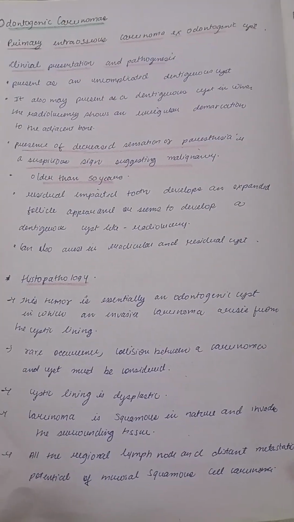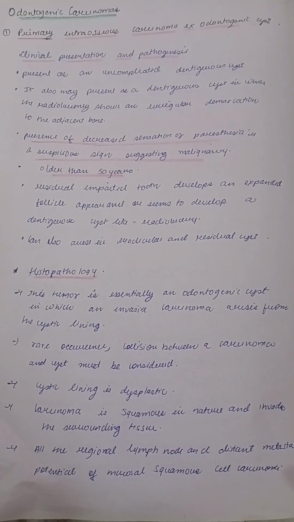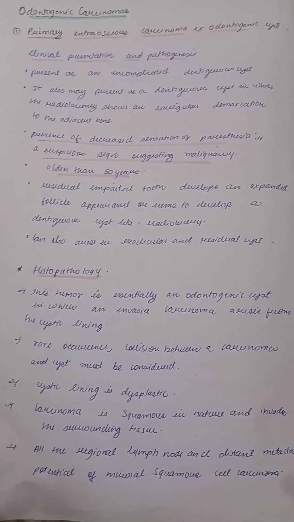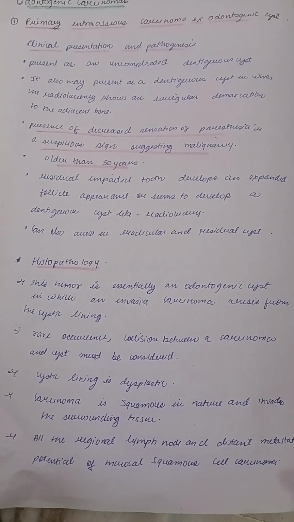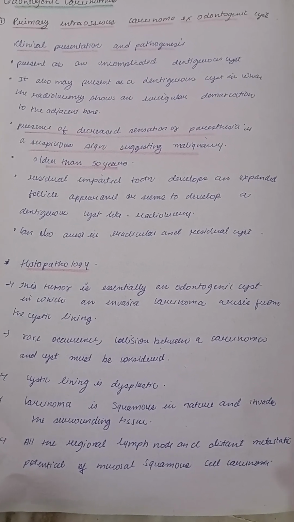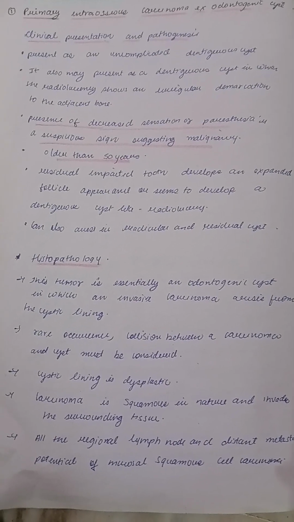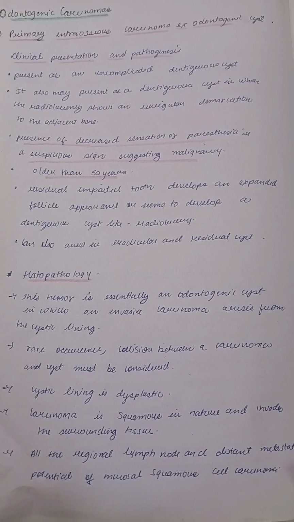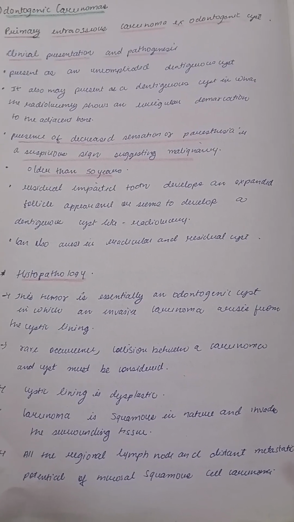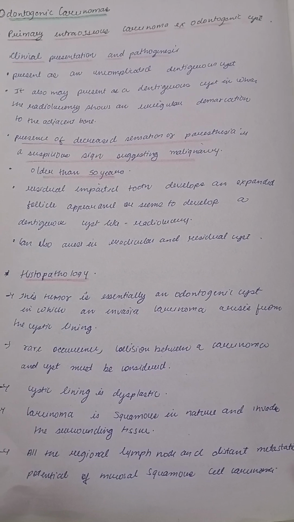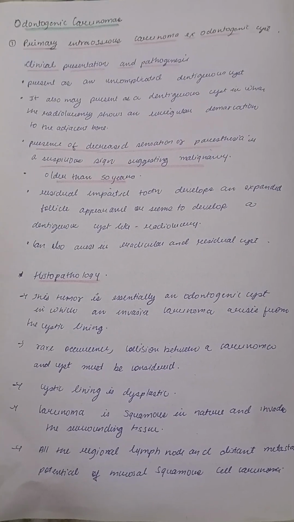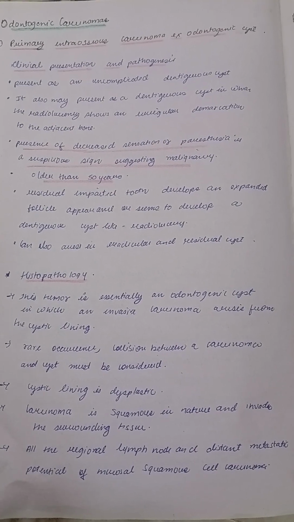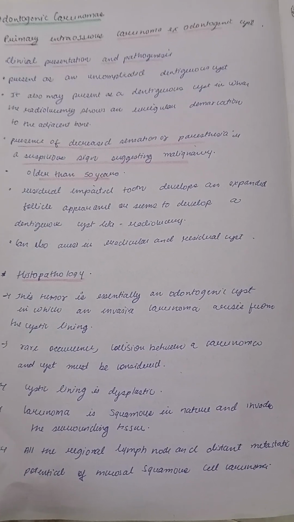Histopathology: this tumor is essentially an odontogenic cyst in which an invasive carcinoma arises from the cystic lining. Rare occurrence: collision between a carcinoma and cyst must be considered. The cystic lining is dysplastic, obviously, as the carcinoma is arising from the cystic lining. The carcinoma is squamous in nature and invades the surrounding tissue. It has the regional lymph node and distant metastatic potential of mucosal squamous cell carcinoma.